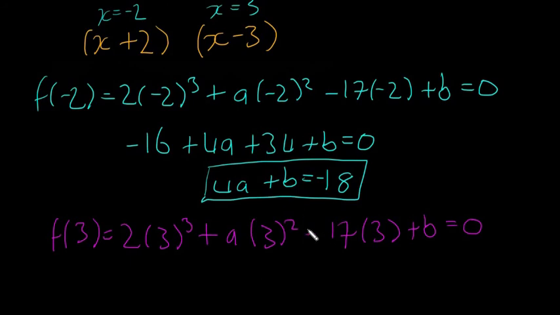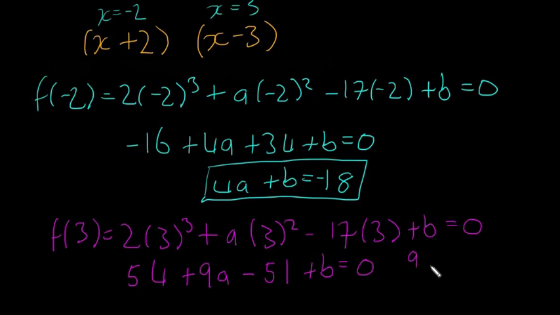Okay, kind of running out of space, so bear with me. And I'm just going to do all of this. So 2 times 3 cubed. 3 cubed is going to be 27, times 2 is going to be 54. So we're going to have 54 plus 9a minus 51 plus b is equal to 0.